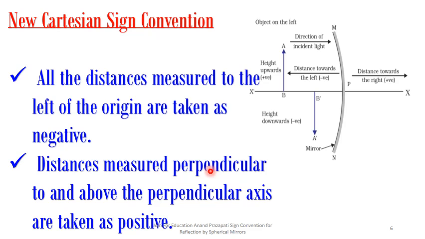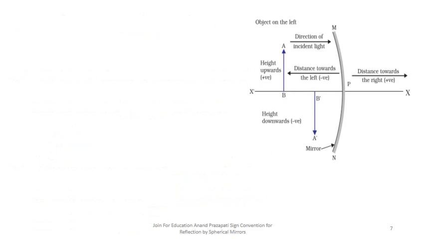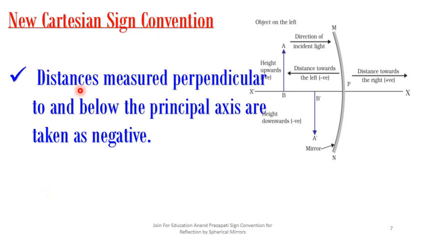Distances measured perpendicular to and above the principal axis are taken as positive. It means that this is the x-axis, and the perpendicular distance above the x-axis is taken as positive. So this distance will be positive, whereas this distance will be negative. Distances measured perpendicular to and below the principal axis are taken as negative. This is the below distance, so this is negative.